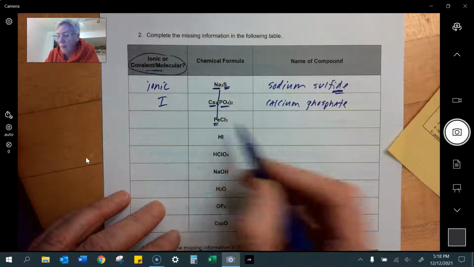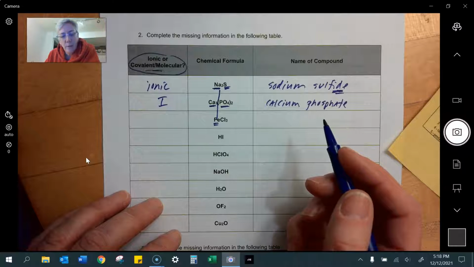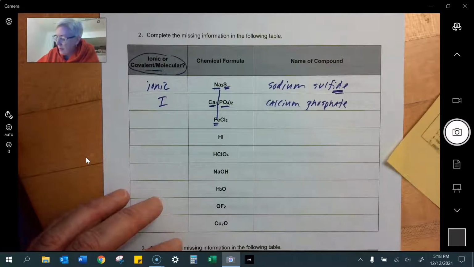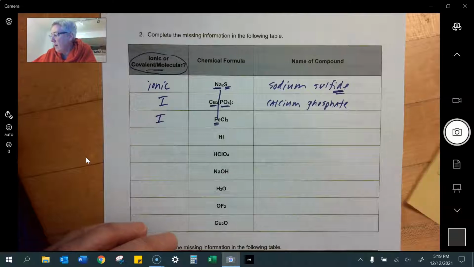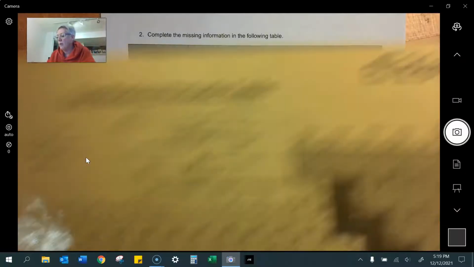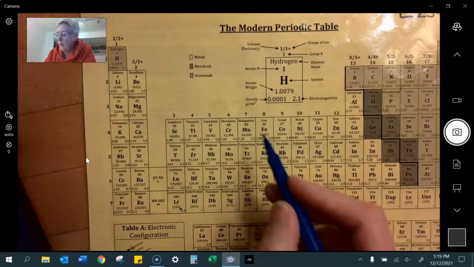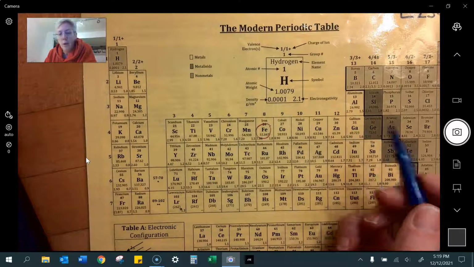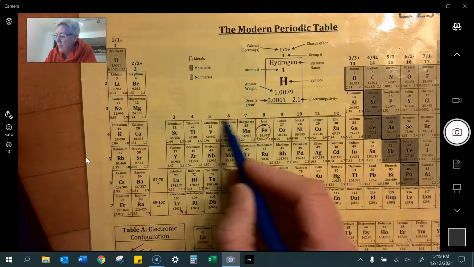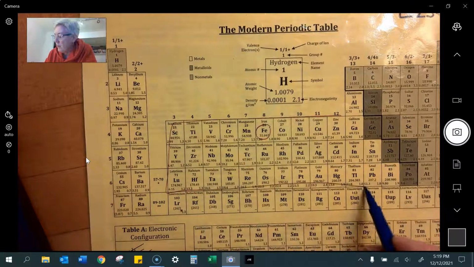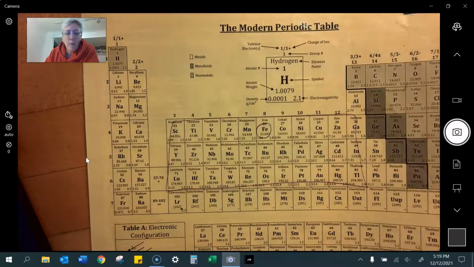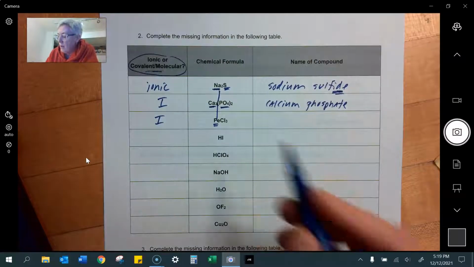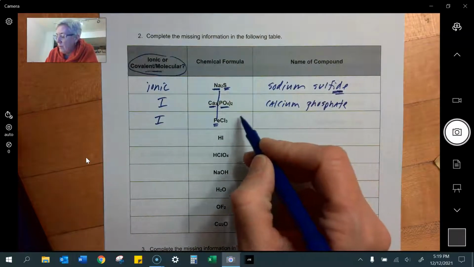Okay, the next one is FeCl3. Is Fe a metal? Ask yourself, is it a metal? The answer is yes, it's a metal. That means it's ionic. Then you need to say, well, what kind of metal? In this case, it's a transition metal. So Fe is right there. The middle chunk of this periodic table are the transition metals. And when you name something containing a transition metal, you have got to have a Roman numeral in the name.